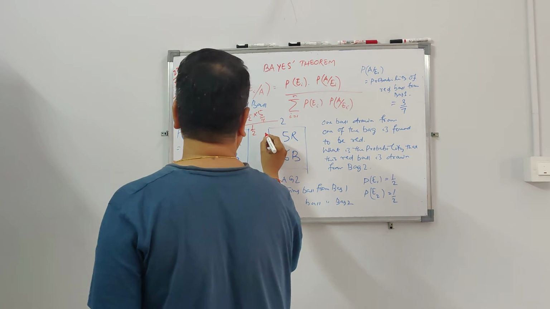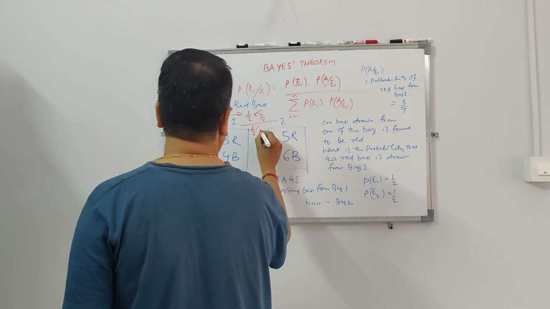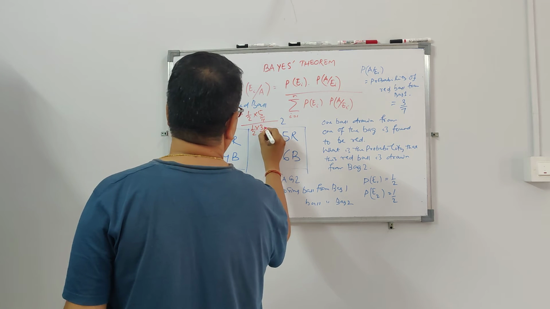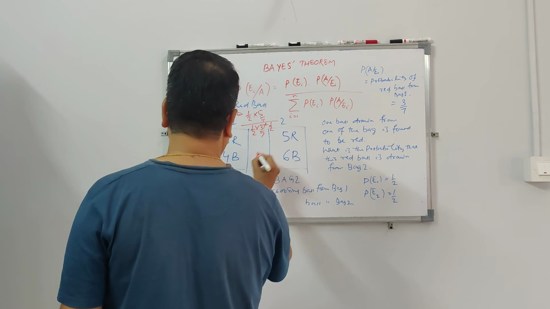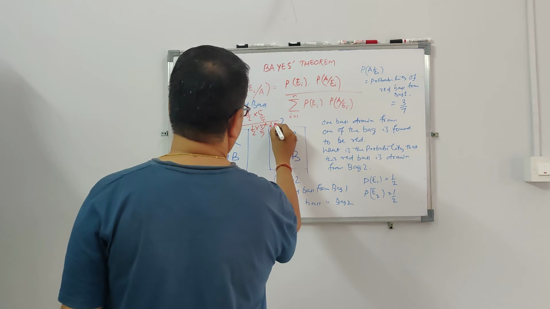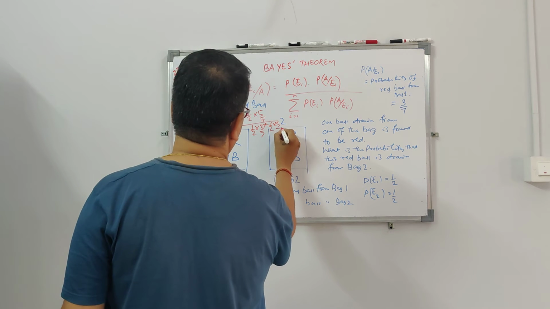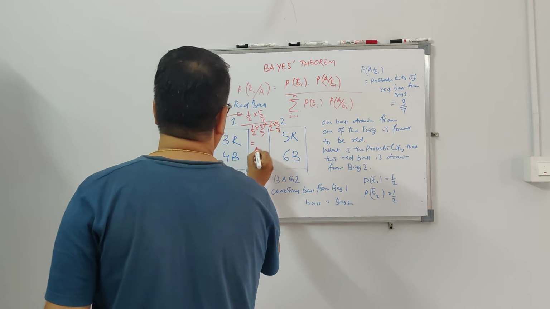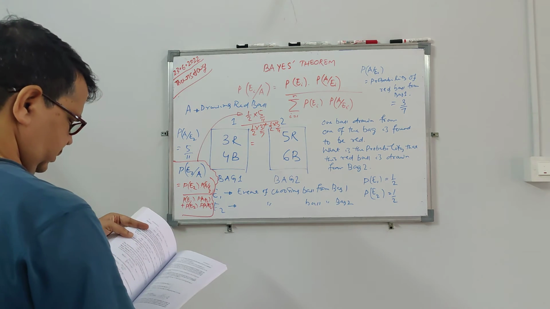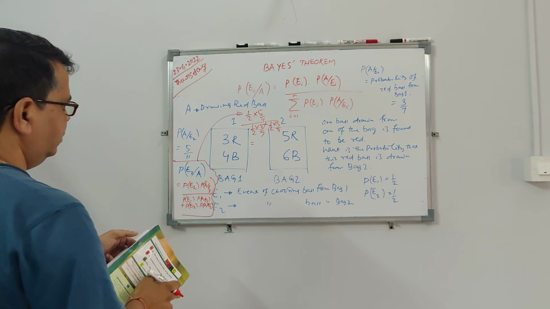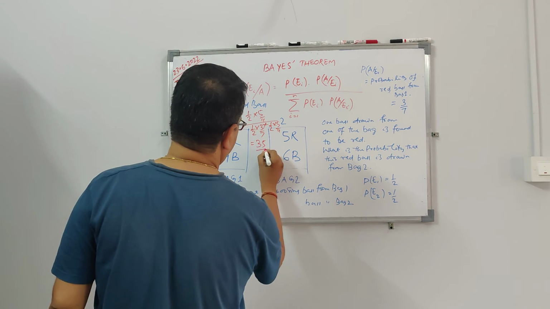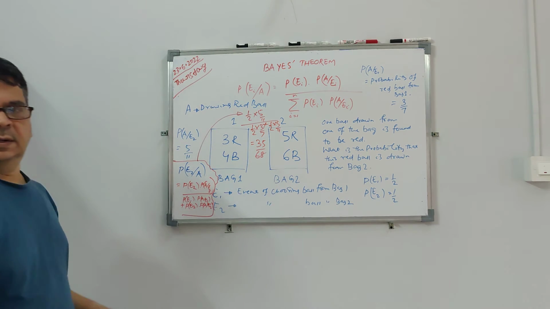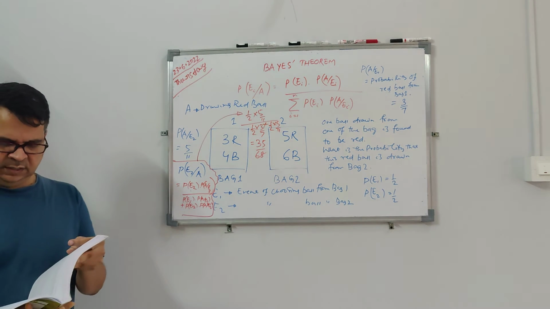Okay. Half into 3 by 7 plus half into 5 by 11. Half AE2 we have written? Okay. So 5 by 22 plus 3 by 21. 5 by 22. Okay. So the final answer is 35 by 68. Okay. So this is the final answer.